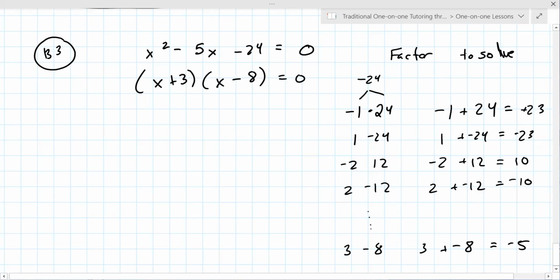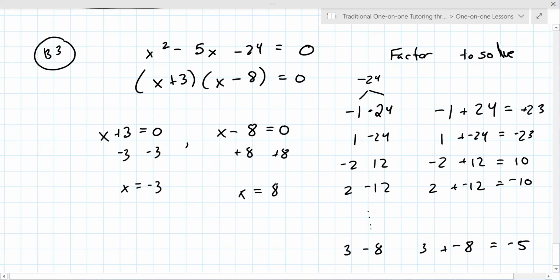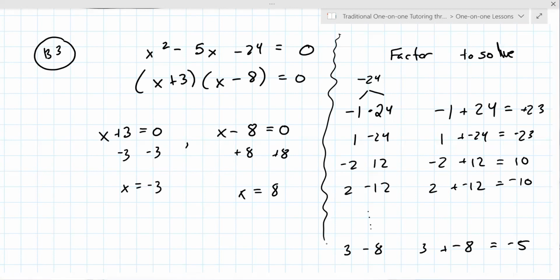So when you find those, you set X plus 3 equal to 0 and X minus 8 equal to 0, and then you solve each of these. You subtract 3 from both sides, X equals minus 3. Add 8 to both sides, X equals positive 8. So go ahead and get all this down. Mostly it's the stuff to the left here that you need to get.